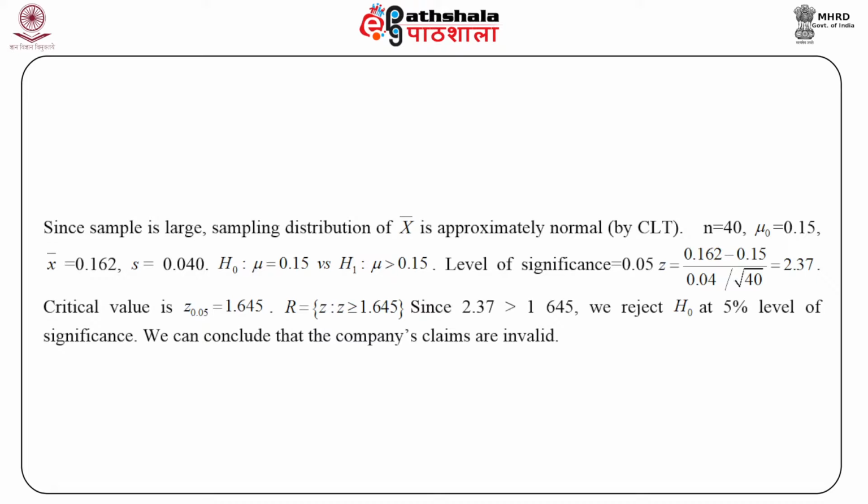The critical value Z 0.05 is equal to 1.645. So, what we find is that the rejection region R is Z greater than 1.645. Since 2.37 is greater than 1.645, we reject H0 at the 5% level of significance. We can conclude that the company's claims are invalid.